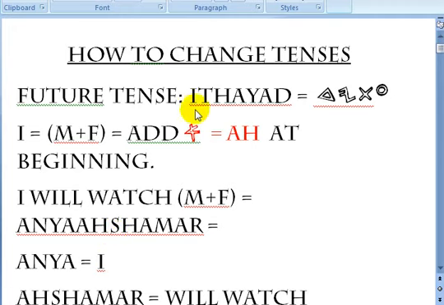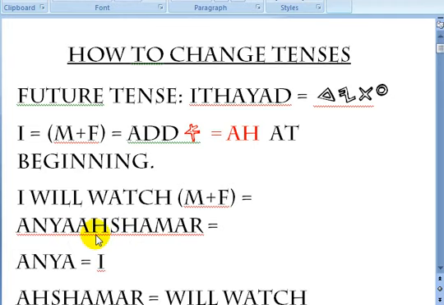Alright, this here is the future tense, which the way you say future is aithayad. See it here, aithayad. That's how you say future. So for I, male plus female, which is the singular person, you add an ah at the beginning of the word. I'll give you an example. It says I will watch. Male plus female, anya, ashamar. See, you add the ah there. That's the letter that will change this particular tense to future tense.